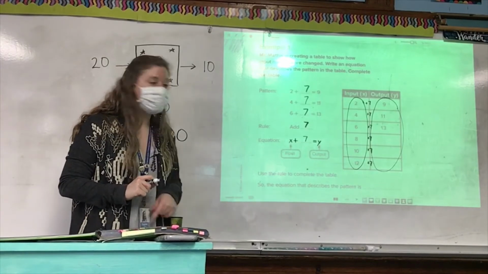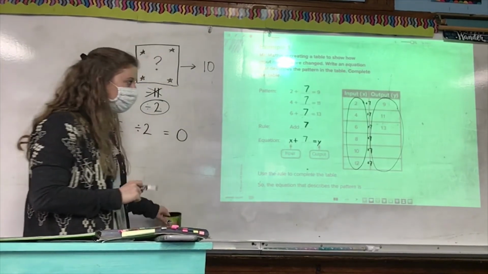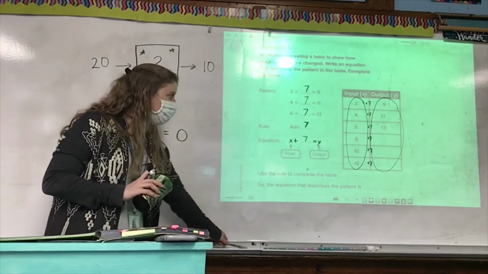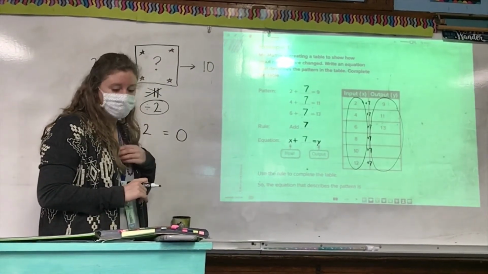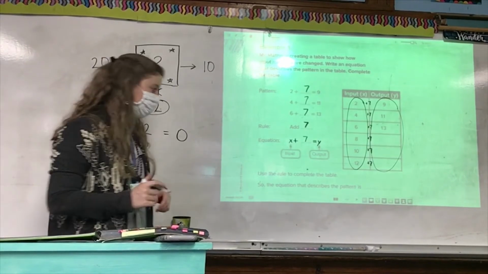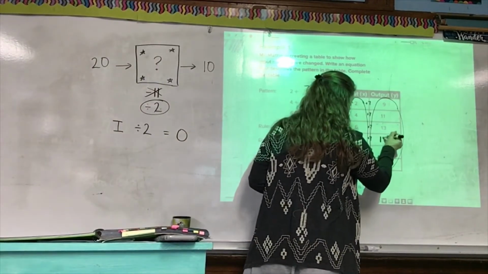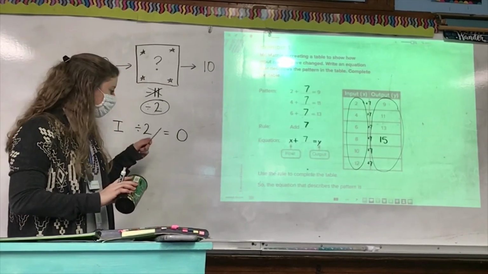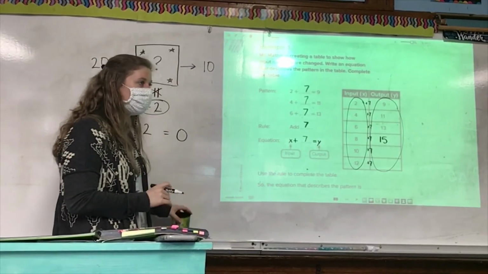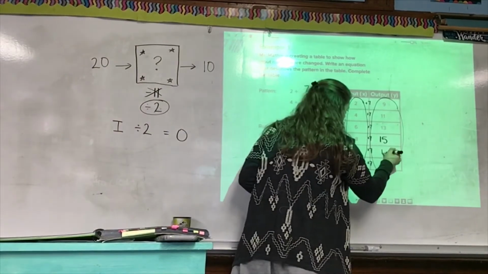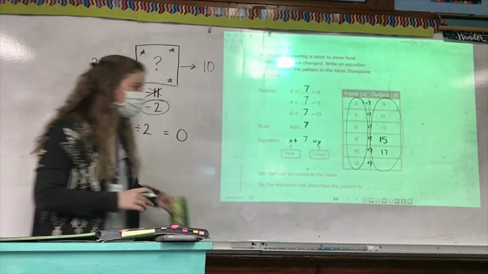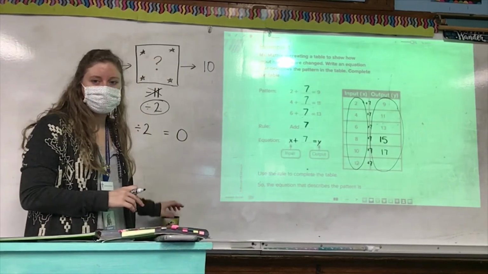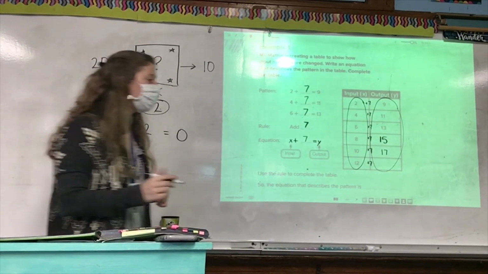So now, let's use the rule to complete the equation. We know we're adding 7. Our next input is 8. Aaron, what is 8 plus 7? 15. Next, we put in 10. Zadie, what is 10 plus 7? 17. Next, we put in a 12. Carla, what is 12 plus 7? 19.